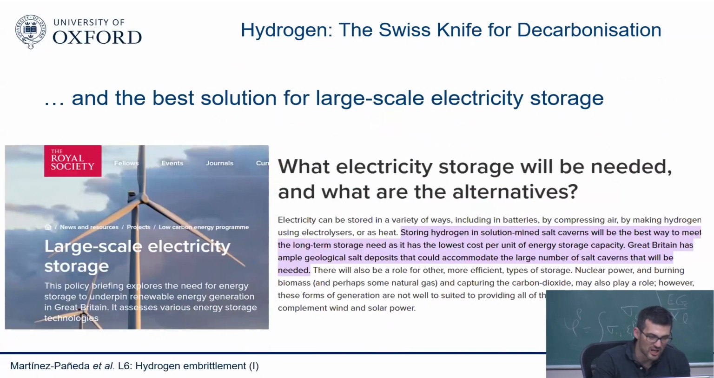The other aspect is also large-scale electricity storage. This was a report that the UK commissioned to the Royal Society, and the Royal Society concluded that the best way of storing large-scale electricity by far, as will be needed when you have a system that depends a lot on renewables, which suffer from intermittency, is to use solution-mined salt caverns where you store the hydrogen. So again, another piece of infrastructure that we need to start building. And in fact, the Royal Society report concluded that we should build those things as soon as possible.